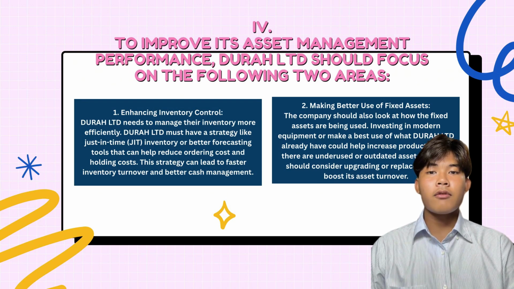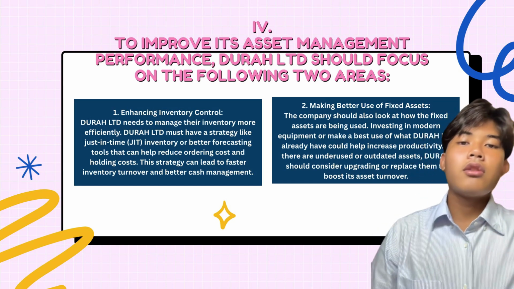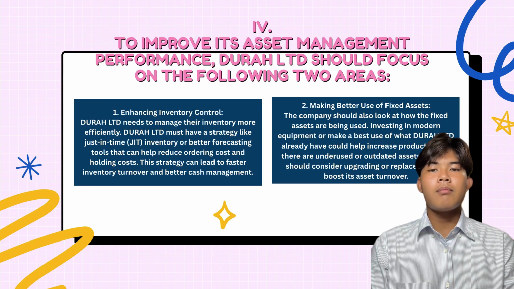Second, better use of fixed assets. Fixed assets include things like machines and equipment. The company should check if they are used well. If some are old or not used, Dura Ltd should upgrade or replace them. This can increase productivity and improve the asset turnover ratio, which shows how well the company uses its assets to earn money. In short, Dura Ltd can improve asset management by managing stock wisely and using fixed assets more effectively.